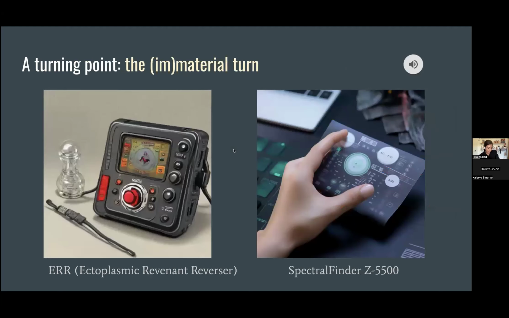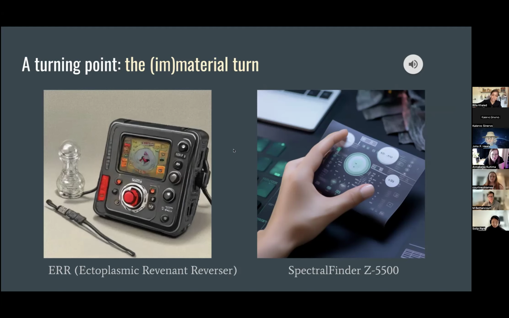Okay, so the turning point, we call this the immaterial turn. And the immaterial turn signaled the invention of techniques, well, firstly of devices that were actually able to turn the immaterial into the material. Two of the most well-known devices are the ERR, the ectoplasmic revenant reverser, and the spectral finder Z5500.